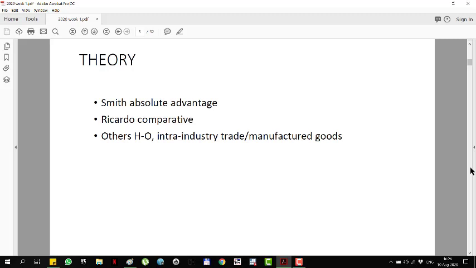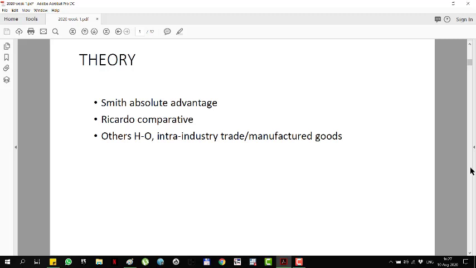So in terms of the main theories and the things that I've discussed already: absolute advantage, that is by Adam Smith, and then Ricardo's comparative advantage, and then the Heckscher-Ohlin model we're going to do, and there's also something we're going to cover, intra-industry trade. Those are the four main focuses for the theory we're going to cover.